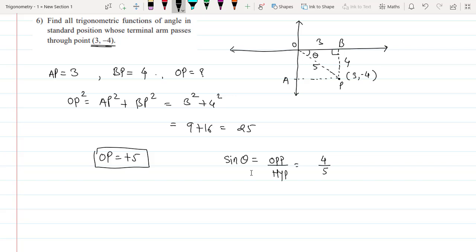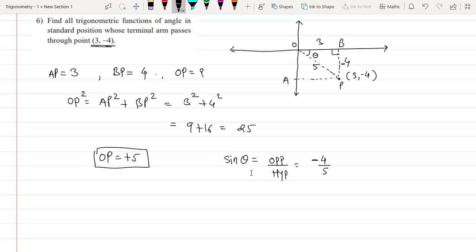But this 4 is actually negative. Now you will understand why I take negative. As this theta is lying in the 4th quadrant and sine is negative in the 4th quadrant, that's why I have to give this minus sign. Are you getting this? So let's take this minus sign, no problem. So sin theta is done.